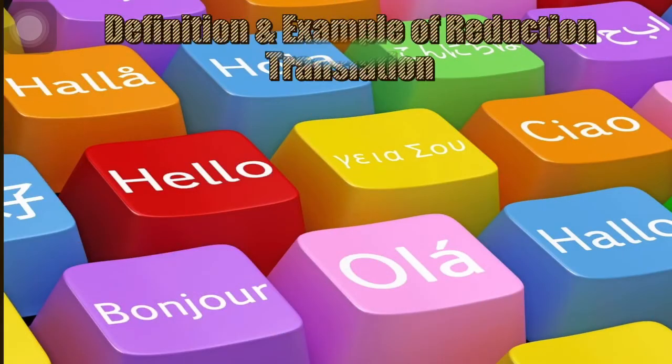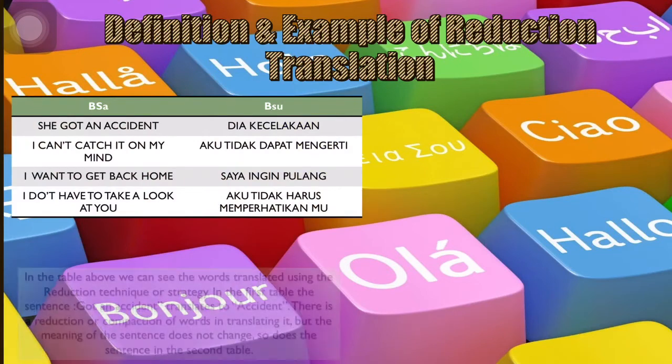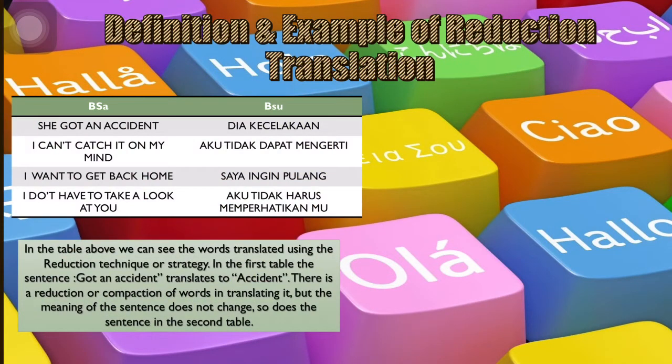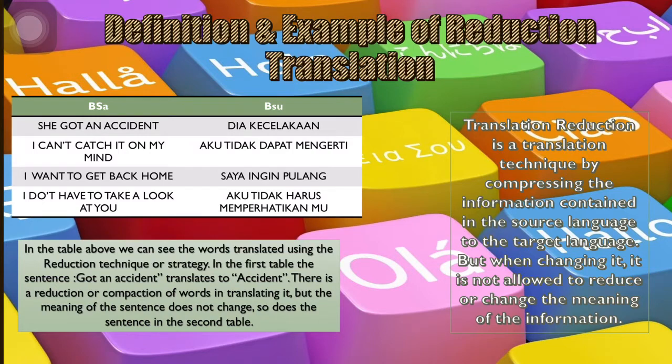Okay, next. Definition and example of reduction translation. Translation reduction is a translation technique that compacts the information contained in the source language into the target language, but when changing it, it is not allowed to reduce or change the meaning of the information. In the table above, we can see the words translated using the reduction technique or strategy.